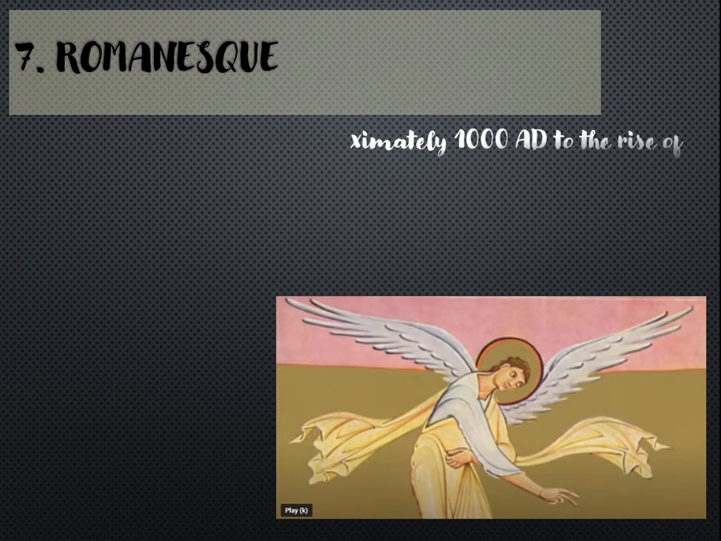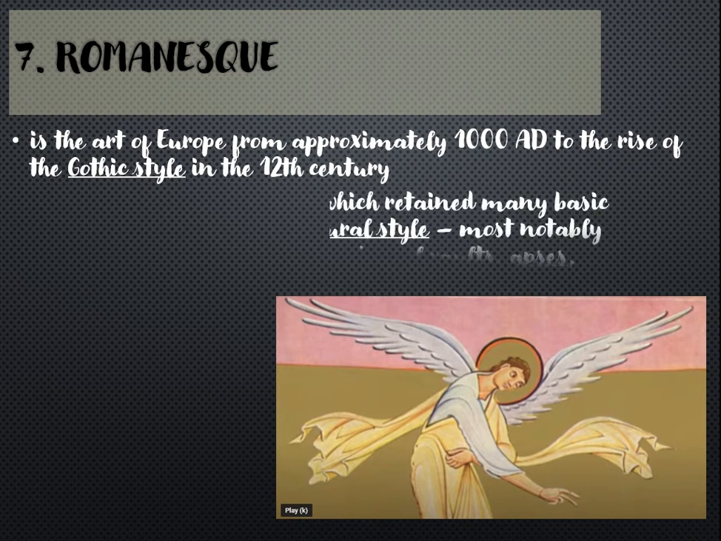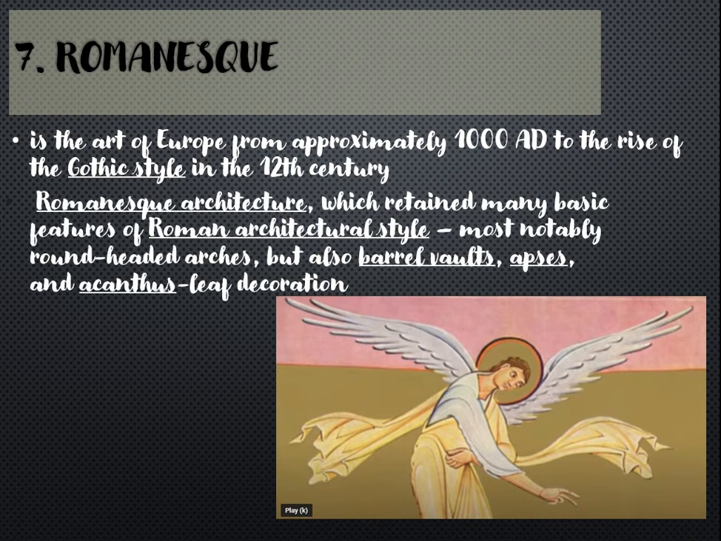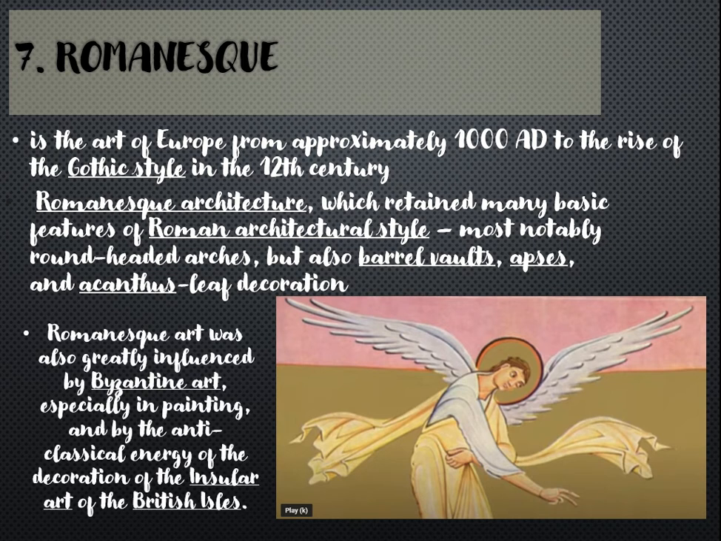This is Romanesque art. It is the art of Europe from approximately 1000 AD to the rise of the Gothic style in the 12th century. It is also Romanesque architecture, which retained many basic features of Roman architectural style, most notably round-headed arches, but also barrel vaults, apses, and acanthus leaf decoration. Romanesque art was also greatly influenced by Byzantine art, especially in painting, and by the anti-classical energy of the decoration of the insular art of the British Isles.